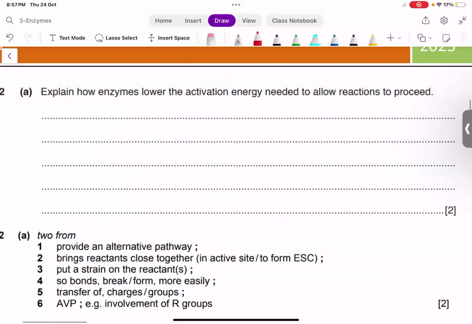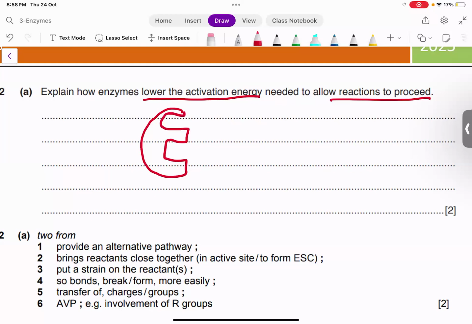So explain how enzymes lower the activation energy needed to allow reactions to proceed. We discussed that enzyme substrate complexes are formed, and when enzyme substrate complexes are formed, for example, this is an enzyme and this is a substrate. Okay, and there is some kind of bonding formed in between this, so that holds this substrate into an active site. It is hydrogen bonding generally.